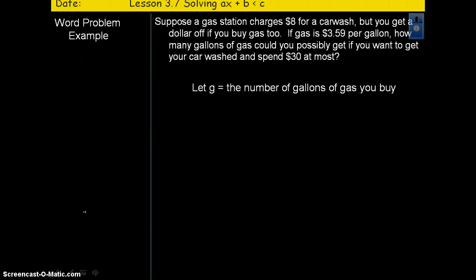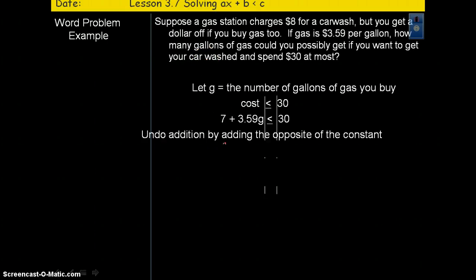So we need to define the variable here. Let's let G stand for the number of gallons of gas that we would buy. Now we need to set up and solve an inequality. The cost of the gas should be less than or equal to $30. I want to spend $30 at most. Therefore, my $7 car wash plus $3.59 per gallon is less than or equal to 30. Go ahead and solve it out.